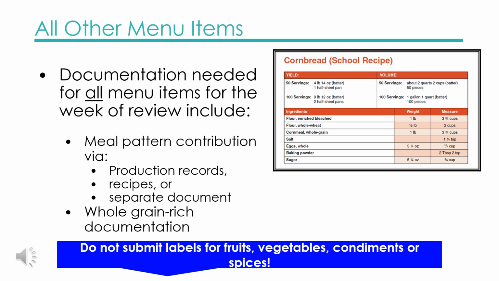Other ways to provide the meal pattern contribution could be on the production record, a standardized recipe, or like we mentioned in the last screen, with a separate product documentation. Your whole grain rich items must have documentation, and a reminder not to submit product labels for fruits, vegetables, condiments, or spices.